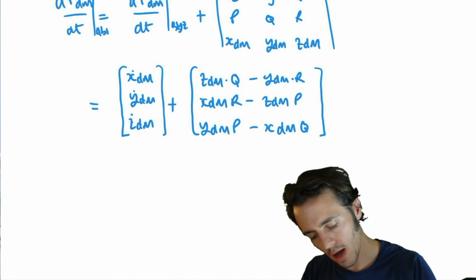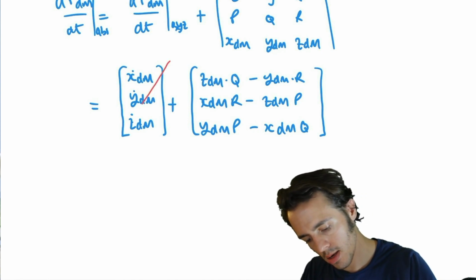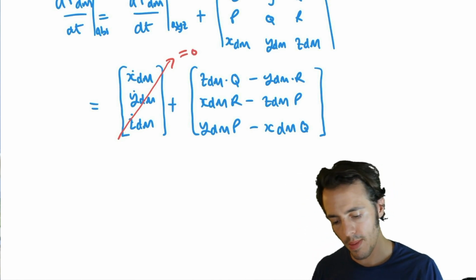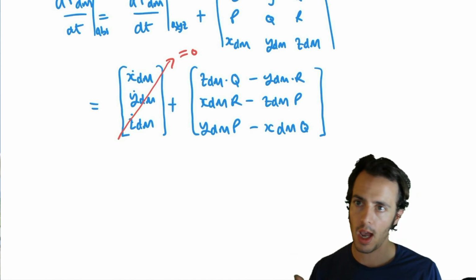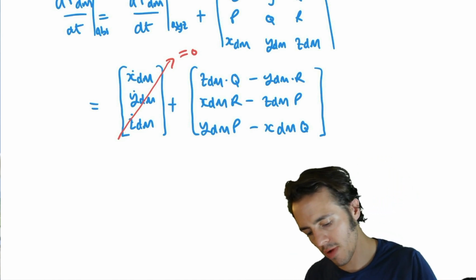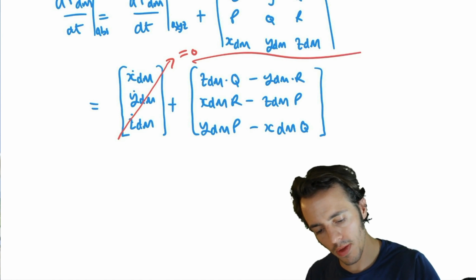Now, all of these terms here go to 0 because remember, x, y, and z is the location of this mass in the aircraft axes, and we're assuming that we have a rigid aircraft. So let's put this here.